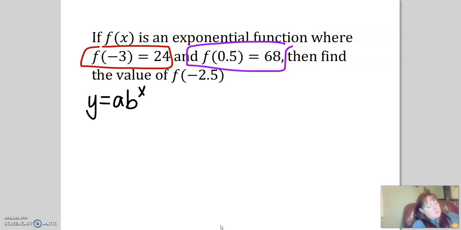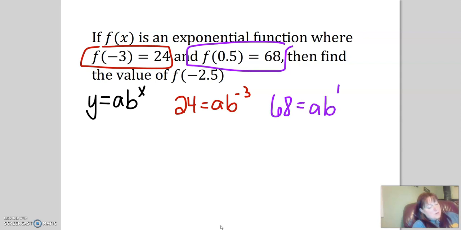Okay, the first one: we know when y equals 24, x equals -3. So we know that's true. We don't know what a and b are, but we know that whatever a and b are, this ends up being true. And then we also know that when y equals 68, x equals 1/2, or 0.5. So here we have two equations with two unknowns. We can use substitution to solve them.